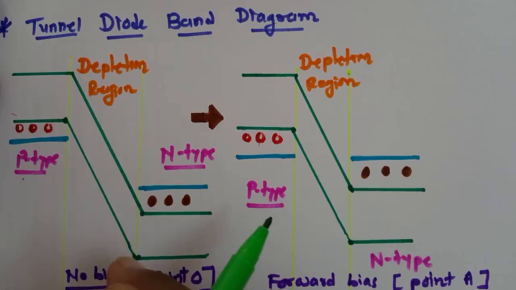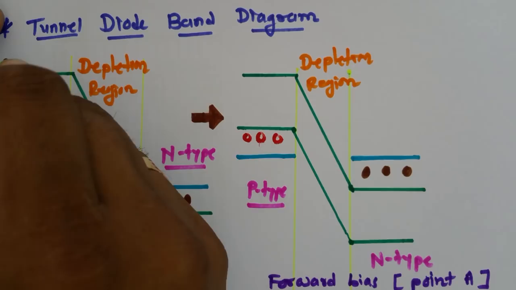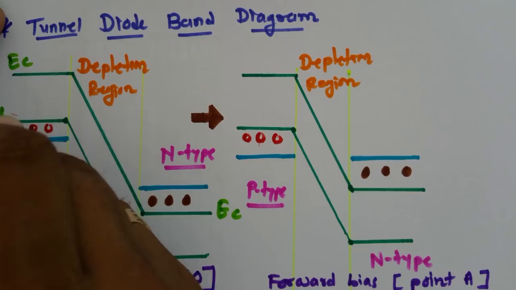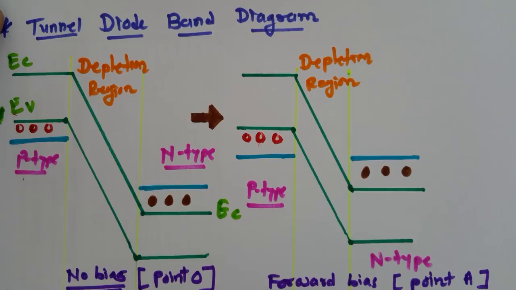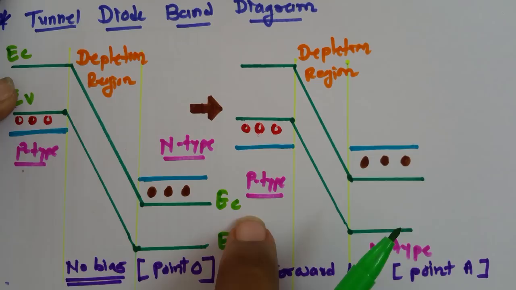And one more difference that we can observe: there will be more gap in between the p-type layer and n-type layer. Here we can see this is the conduction band, and this is the valence band, meaning EV, of the n-type layer. So there will be more gap between the conduction band and valence band of the p-type layer with respect to the conduction band and valence band of the n-type layer.